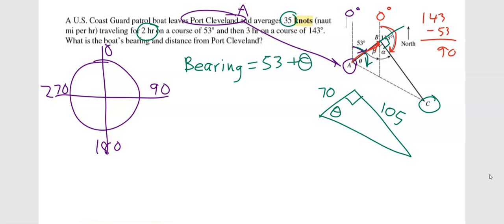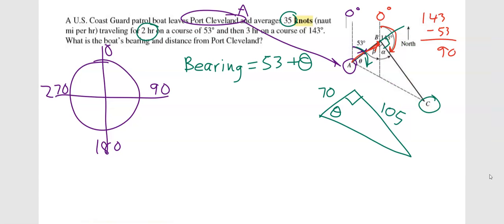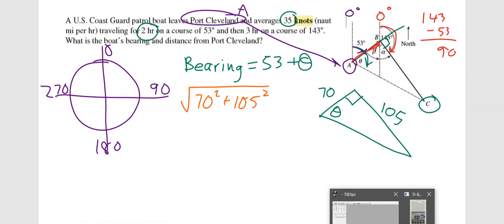We also want to find the length of the hypotenuse. Well, that's not too terribly difficult, right? We could do that. 70 squared plus 105 squared. And of course you take the square root.